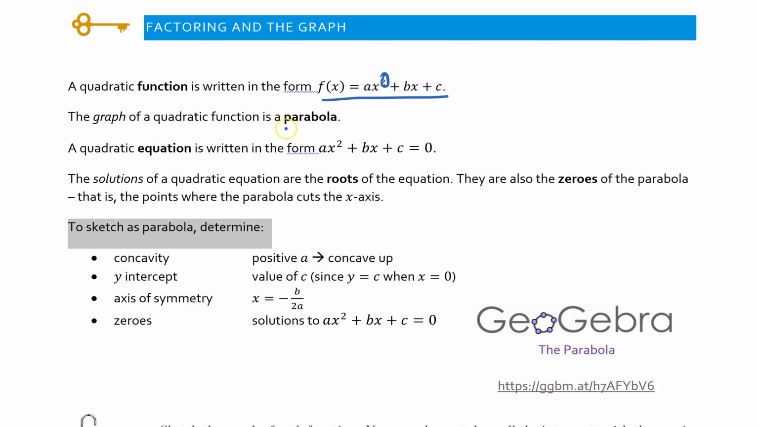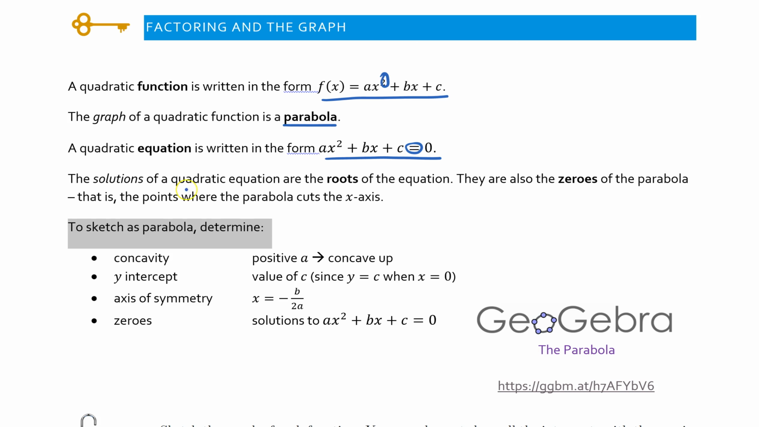The graph of a quadratic function is a parabola. And when we write a quadratic equation, it's got the equal sign in it, and that will be ax squared plus bx plus c equals 0. And we know about how to solve those. We can do it using the product and sum method, or if we can't find those, we can use the quadratic formula. Or we can even use completing the square, which is essentially what the quadratic formula is.